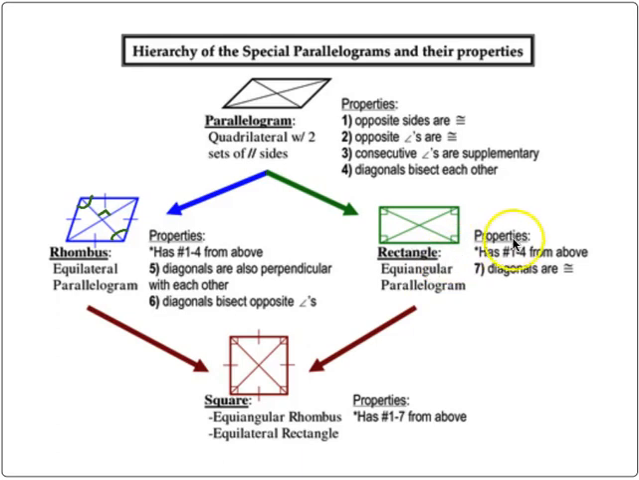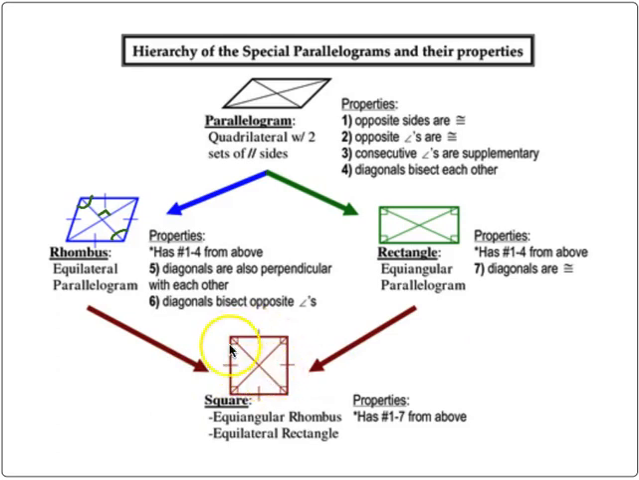What about a rectangle? So a rectangle, again, has all 4 properties of a parallelogram, and then its diagonals are going to be congruent. So the length from here to here is going to be the same length as from here to here. That's what sets a rectangle apart from just being a parallelogram.